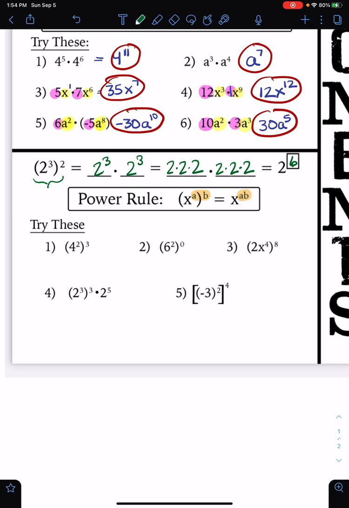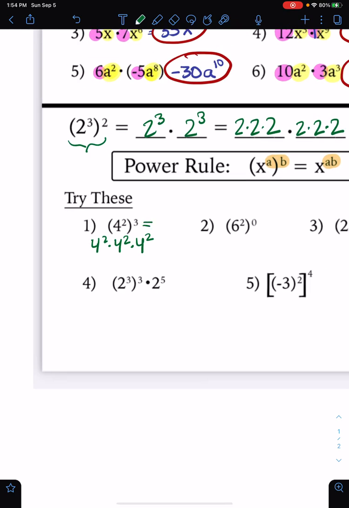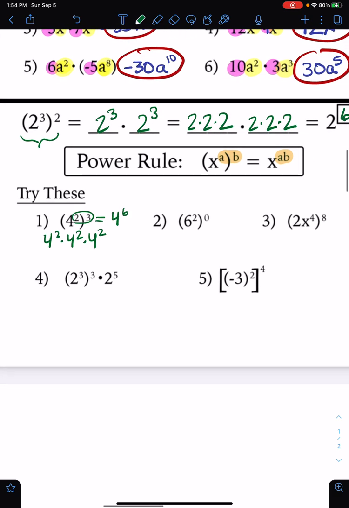If I have 4 squared cubed, that means I have like 4 squared times 4 squared times 4 squared. If you remember our product rule, we can just add those exponents together to get 4 to the 6th power, or the new rule we learned, a power to a power, means that I can multiply those. If you look at example 2, we can multiply the 2 and the 0 to get 0, and anything to the 0 power is 1.